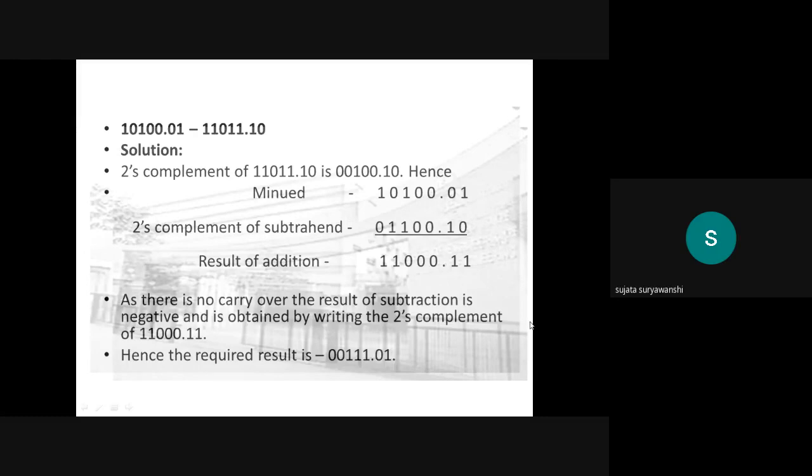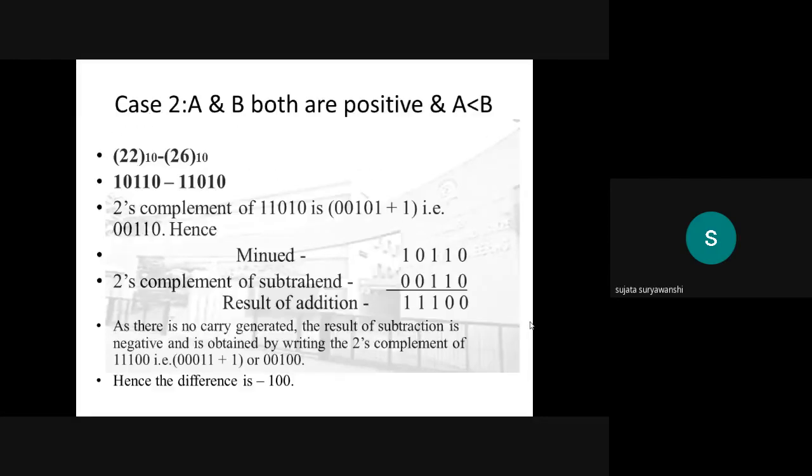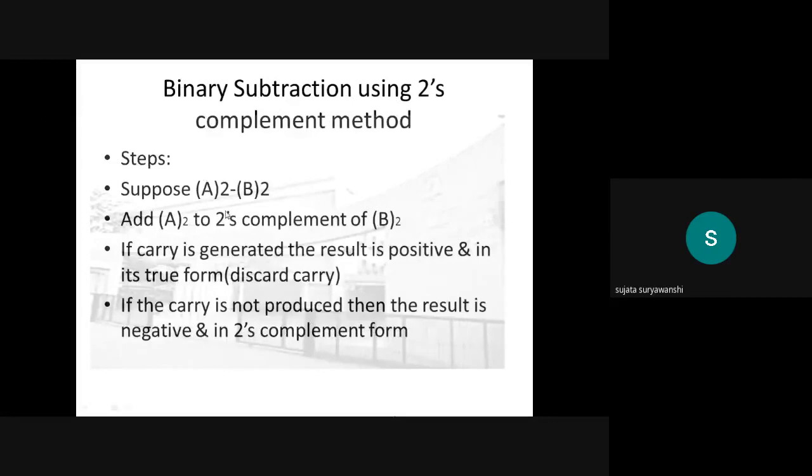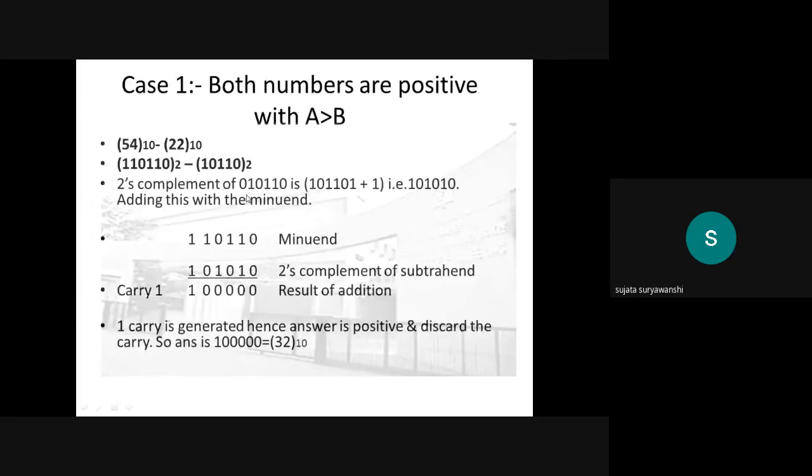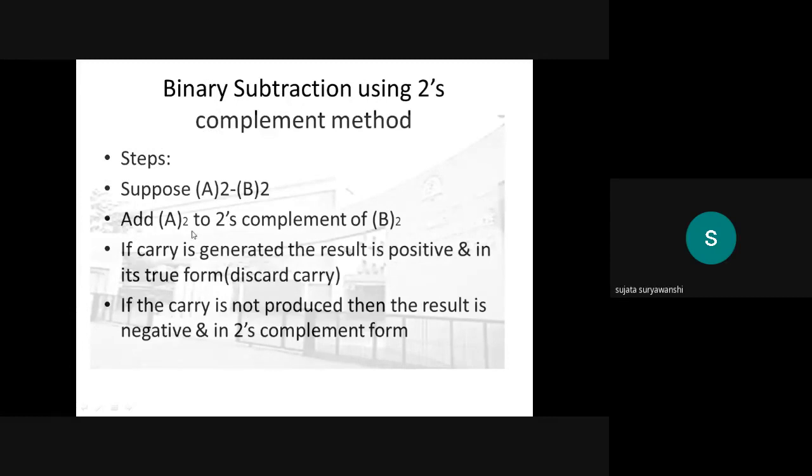Got it, Snehal? You need to follow these steps only. You should write down these steps. Suppose you have to perform A minus B. First add A to the 2's complement of B. If carry is generated, the result is positive and in its true form; discard the carry. If carry is not produced, then the result is negative and in its 2's complement form. Have you written these steps?